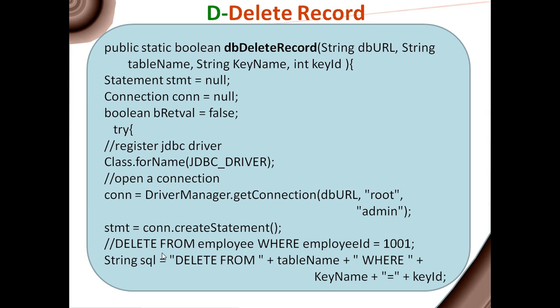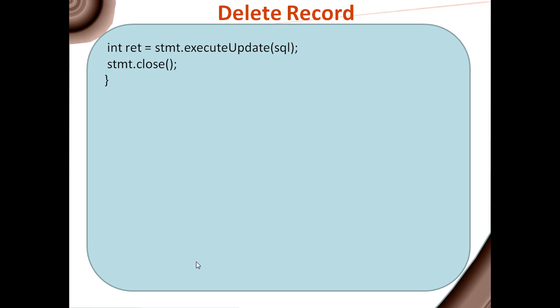Then you are going to execute a query like delete from employee, where employee ID is equal to 1001. So you will form a string. So SQL is equal to delete from table name, which is employee, where key name is employee ID. That's what we are going to pass, key name, which is employee ID, and then key ID is 1001. So this SQL statement will be formed. Then the SQL statement will be executed: statement dot execute update SQL.